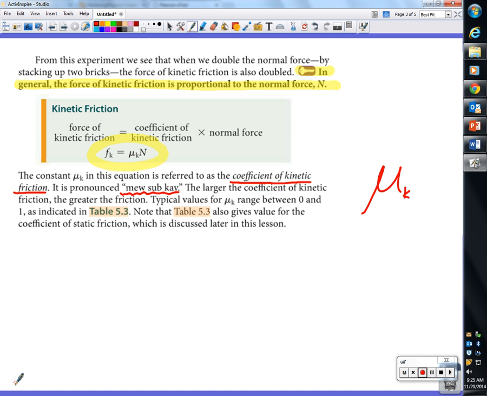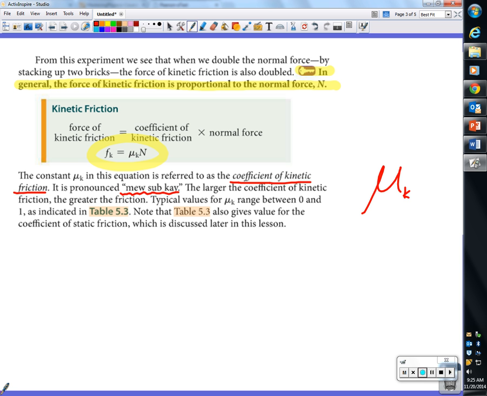specific to that object. Two people on skis will have the same coefficient of friction, but a person that has greater normal force, generally that means a person that has greater weight, has more friction than a lighter person. Okay? Does that make sense?